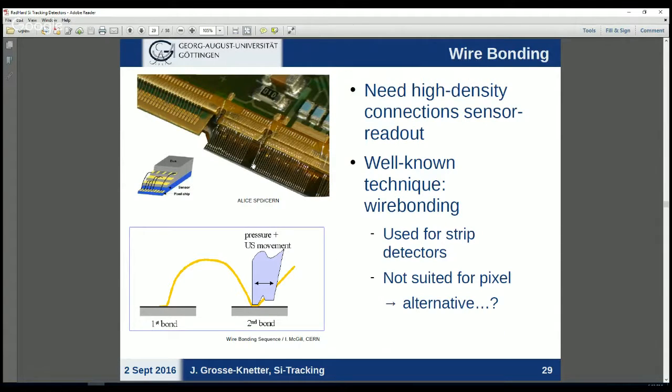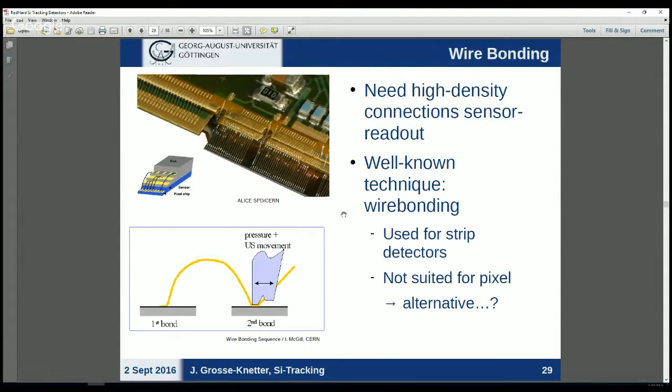So now we have two separate parts. One is detecting and providing a charge pulse in the end. The other one is digesting this and turning this into digital hit information that our experiment readout can digest. Now we have to connect those parts, really channel by channel, which means several thousand or 10,000 connections between those parts. For a long time, such high density connections were done with what we call wire bonds.